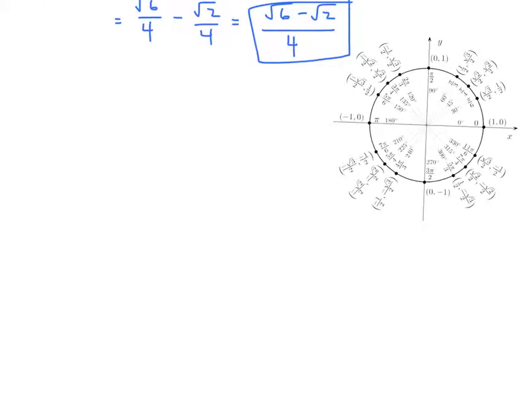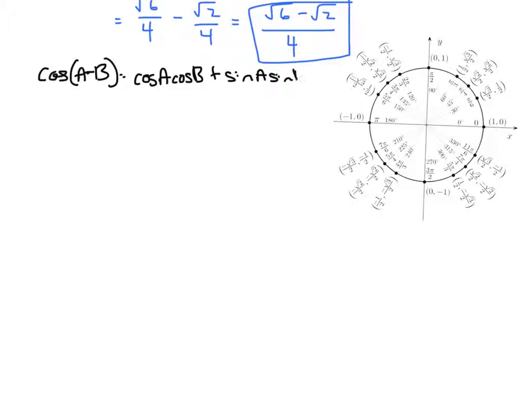For my two angles that can subtract to 75 degrees, I'm going to use 135 minus 60, because 135 minus 60 is 75. So I'm using, again, the difference formula, which is cosine of A minus B is the cosine of A, cosine of B, plus the sine of A, sine of B. That's what we wrote down at the very beginning.